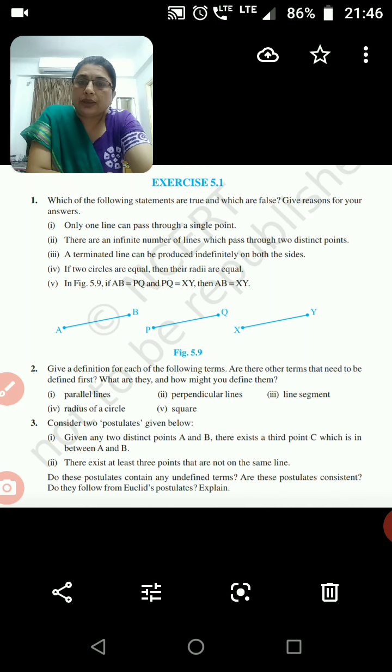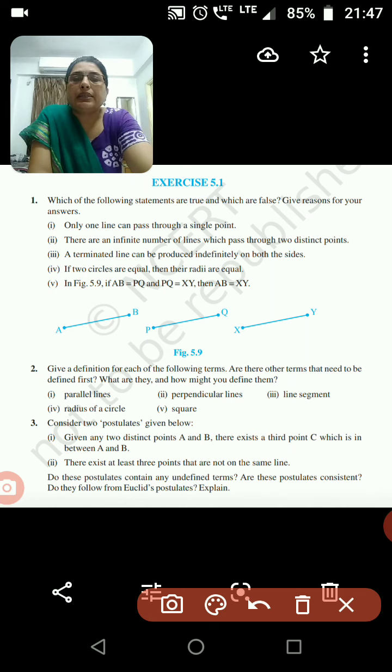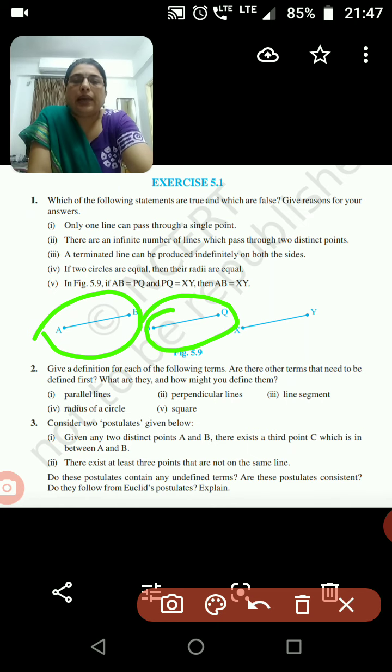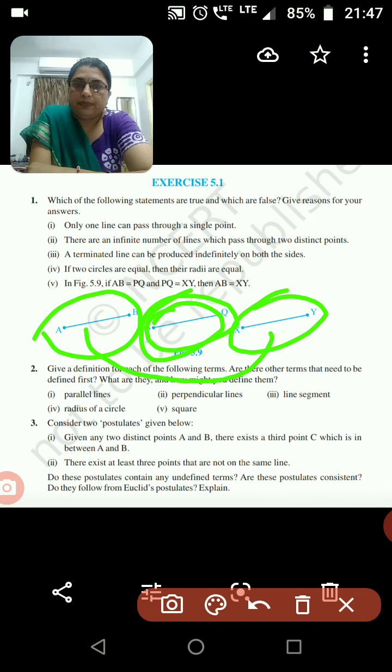Now fifth question, in figure, if AB is equal to PQ, here AB and PQ are equal, and also PQ and XY are equal, then we can say that AB and XY are equal. So this is again a true statement.